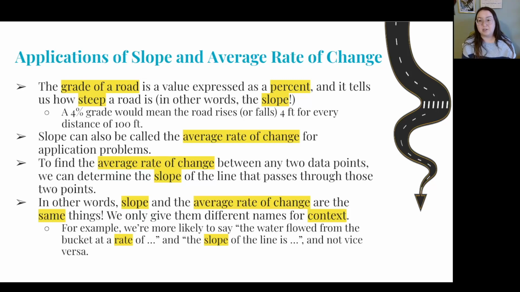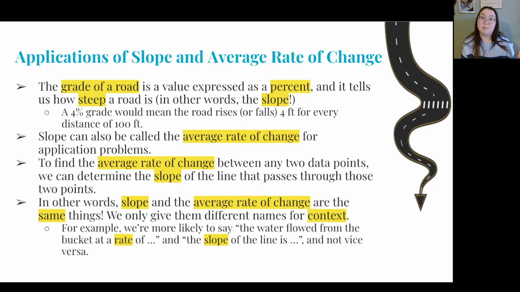When we find the average rate of change between any two data points, we determine the slope of the line that would pass between those two points. It is the average of all possible values. But when it comes to a linear equation, it is constant. The slope is consistent. There is no going up and down. It's always going to be the same. So in linear equations, slope and average rate of change are the same thing. We only give them different names for context. Since we are only working with linear equations, slope and average rate of change are going to be the same, but we give them different names just for context.